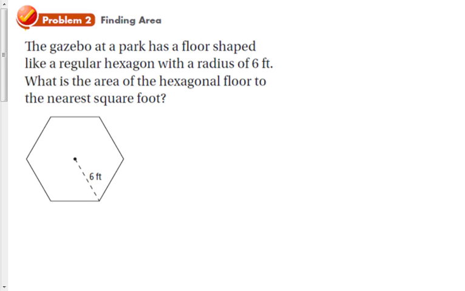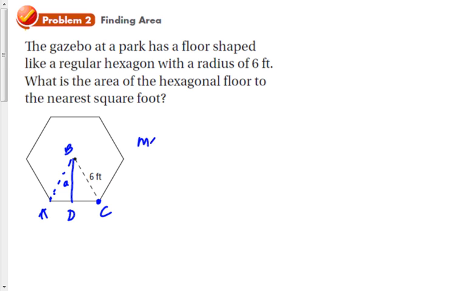All right, a gazebo at a park has a floor shaped like a regular hexagon with a radius of 6 feet. What is the area of the hexagonal floor to the nearest square foot? Make sure you understand that the radius means the distance from the center to a vertex. So there it is. First of all, let's go ahead and draw this in. Let's label this triangle ABC again, and we'll draw the apothem in there, and we'll label this D. So this is our apothem there.